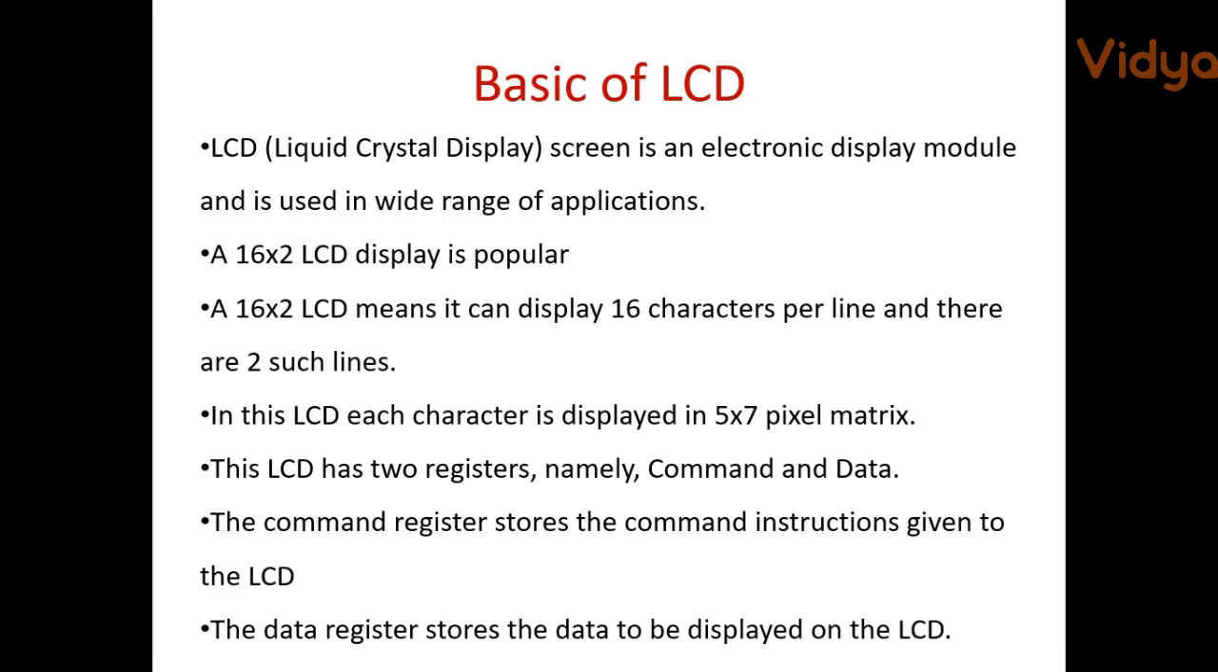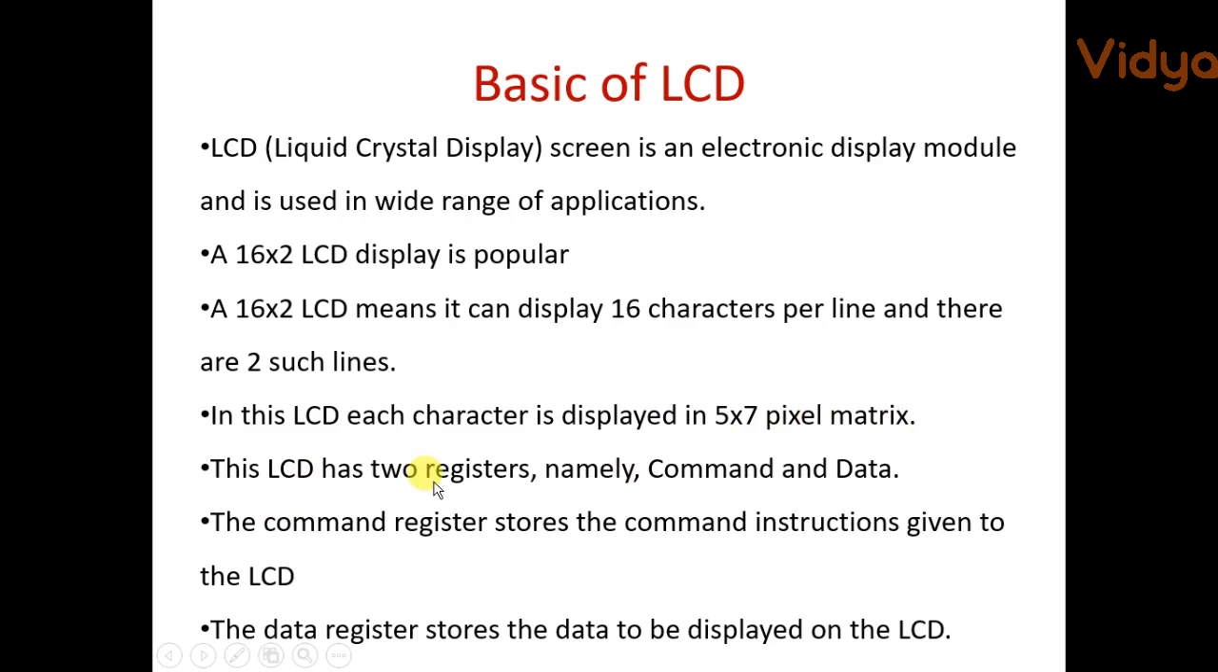The most common type of text LCD is a 16 by 2 LCD or 16 by 2 liquid crystal display. It simply means that it can display 16 characters per line, and there are 2 such lines, meaning a total of 32 characters can be printed on a 16 by 2 LCD. In this LCD, every character is displayed by a 5 by 7 pixel matrix.